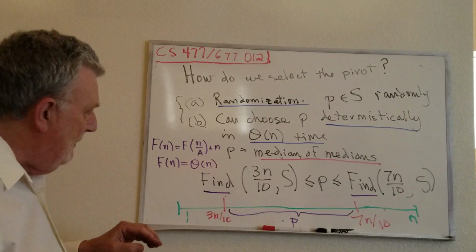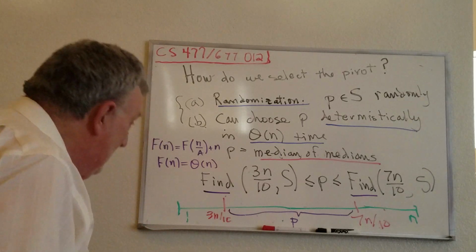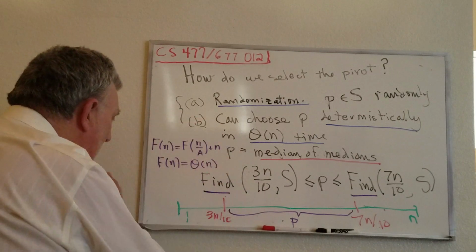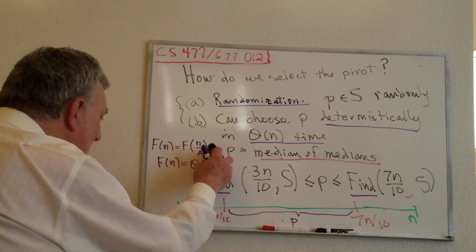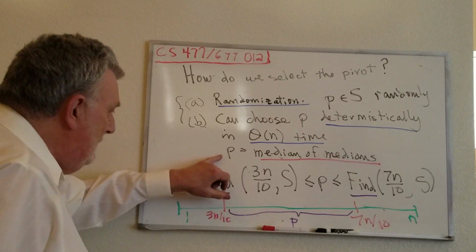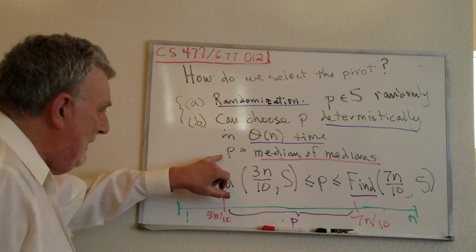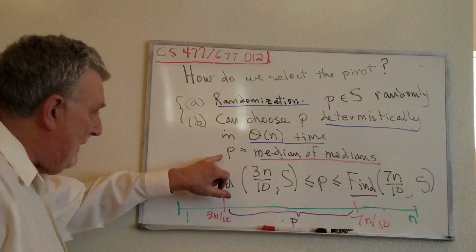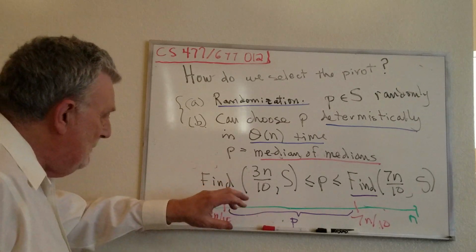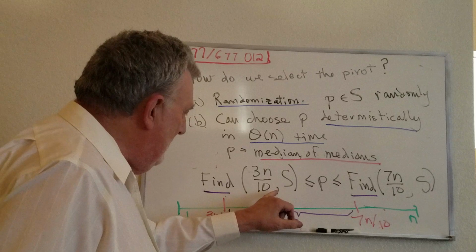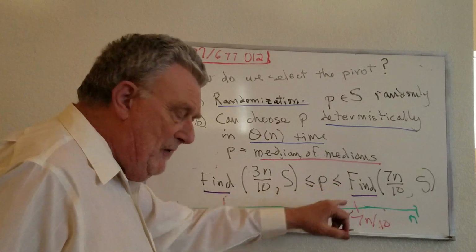All right, now the next thing to try is the deterministic method, which is actually somewhat complicated. I'll erase this to get that out of mind. We pick P to be the median of medians. Now, I'll explain what that means in the next slide, but we're going to pick a P which is actually in a sort of middle interval.